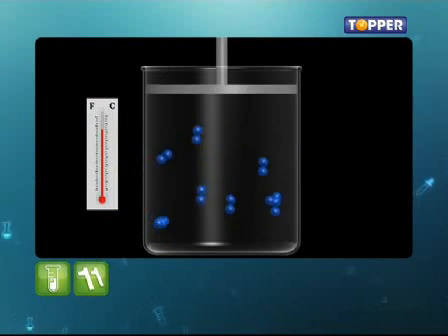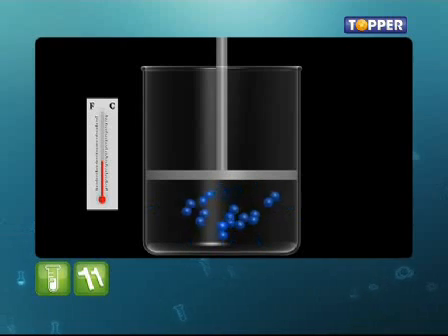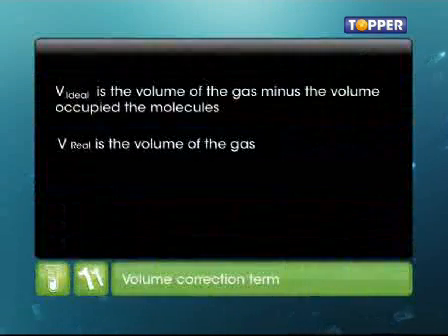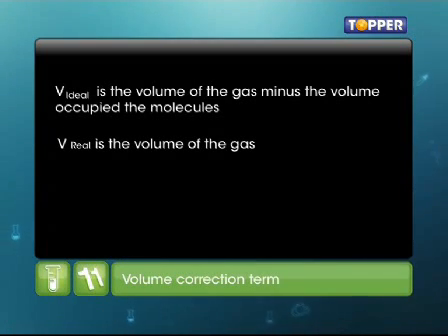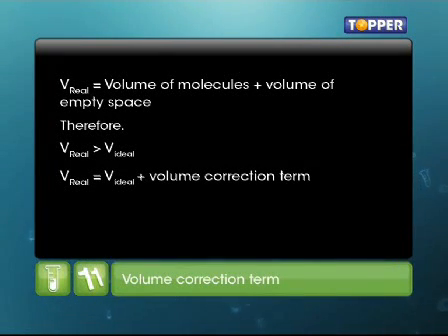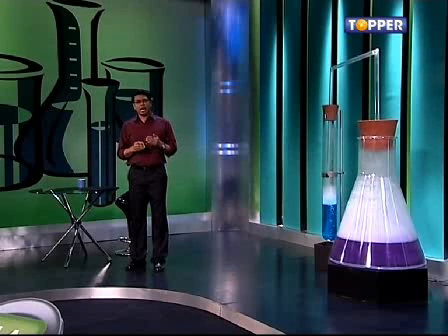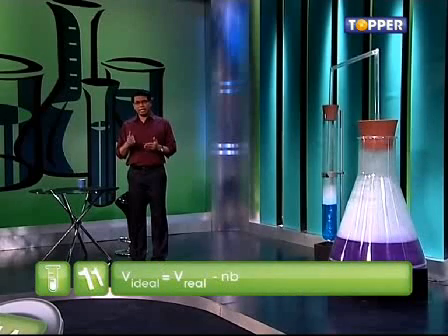As pressure increases and temperature decreases, the volume of the molecules becomes significant as compared to the volume of the gas. To correct for the volume, we must recognize that in the ideal gas equation, the volume used is just the gas volume minus the volume that is taken up by the molecules of the gas itself. Thus, ideal volume is equal to real volume minus nb.